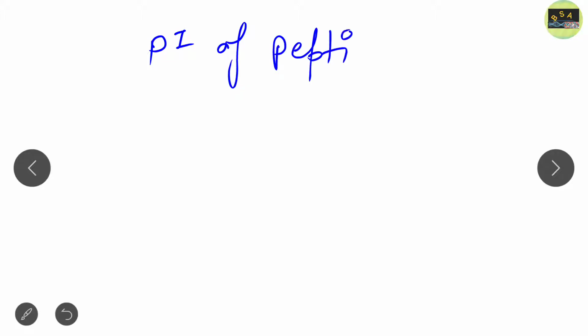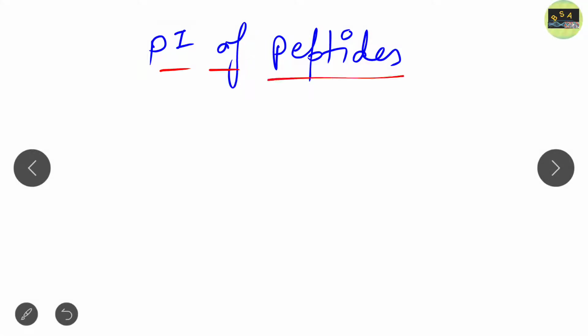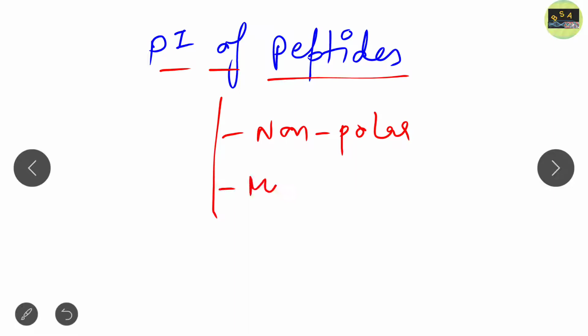See, now we are going to discuss the pI of peptides. Okay, pI of peptides. Now, there are basically two types of peptide chains that can be formed. One is non-polar and another one is mixed. So what do we mean by mixed? Mixed means consisting of both polar as well as non-polar.